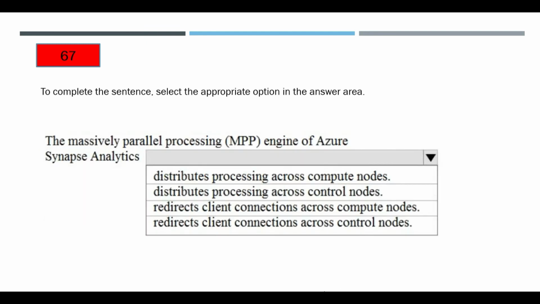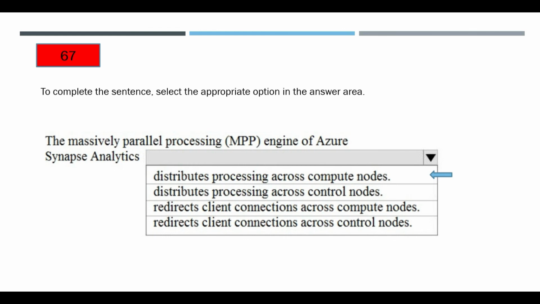In this case, the question is asking about the MPP engine of Synapse Analytics. Whenever you think about Synapse Analytics, it's always compute nodes. It is using compute nodes, and that's the reason it can perform high volume transactions and massively parallel processing. It is always based on a node-based architecture, and that's why it can handle such huge volumes of data. So this is the right option because the distribution is done across the compute nodes. It is not done across the control nodes, and there is no redirection of the client connections. It distributes the processing across the compute nodes.